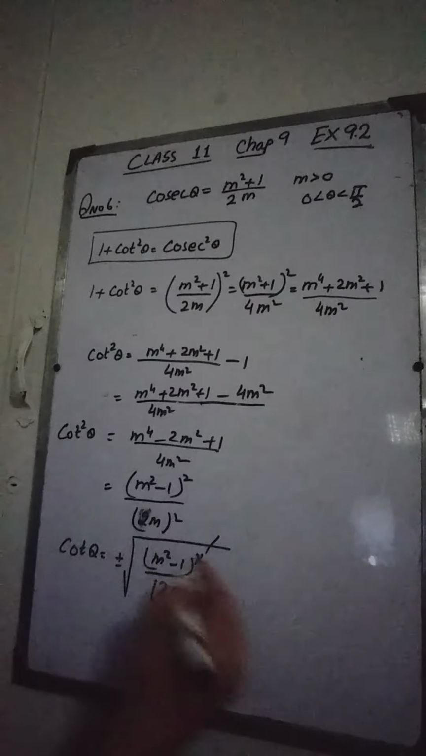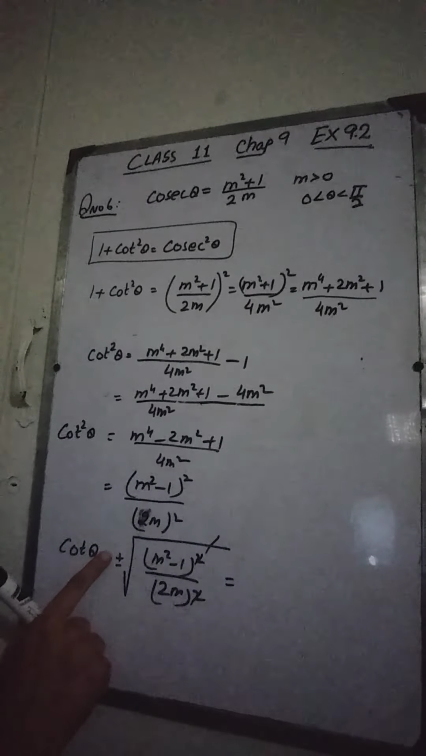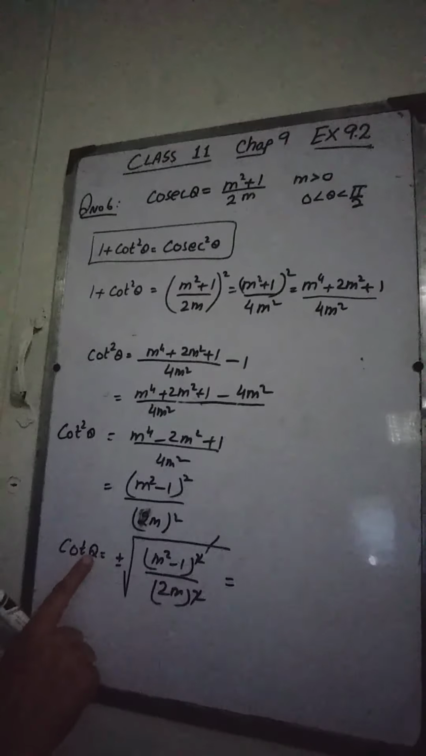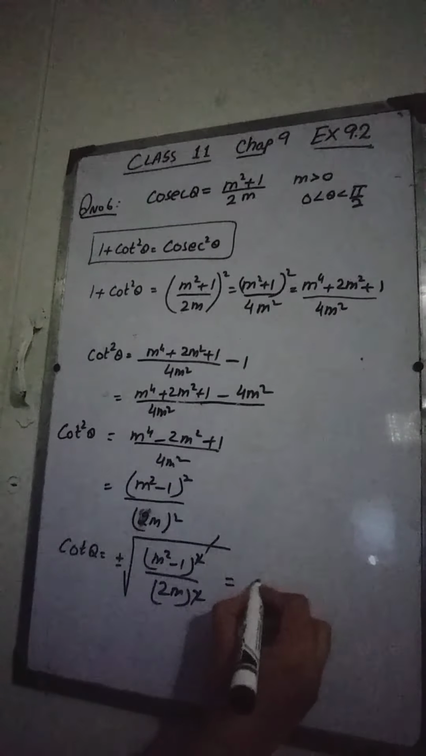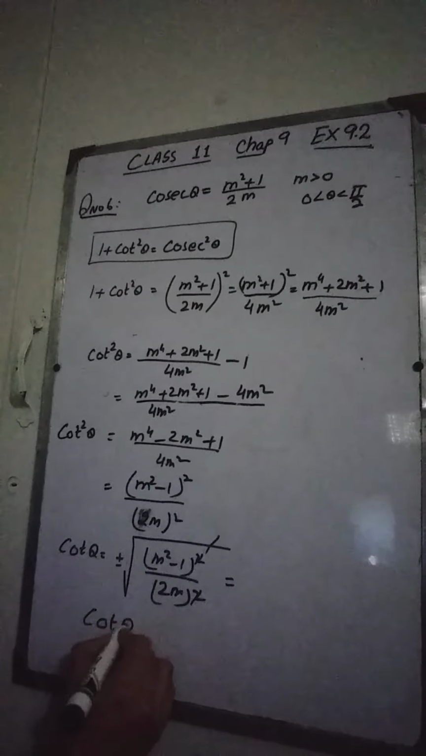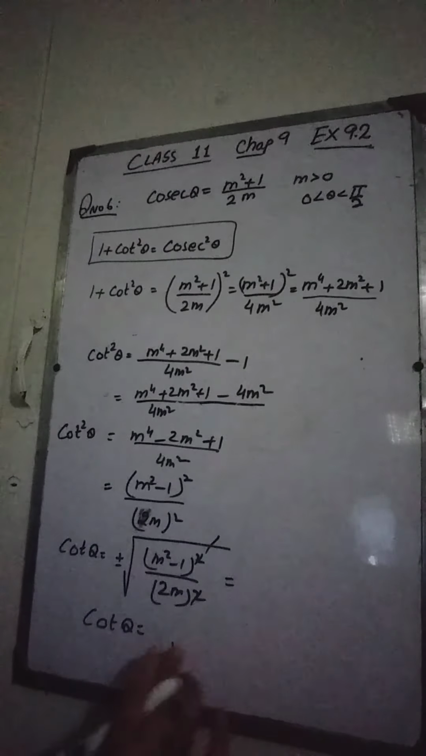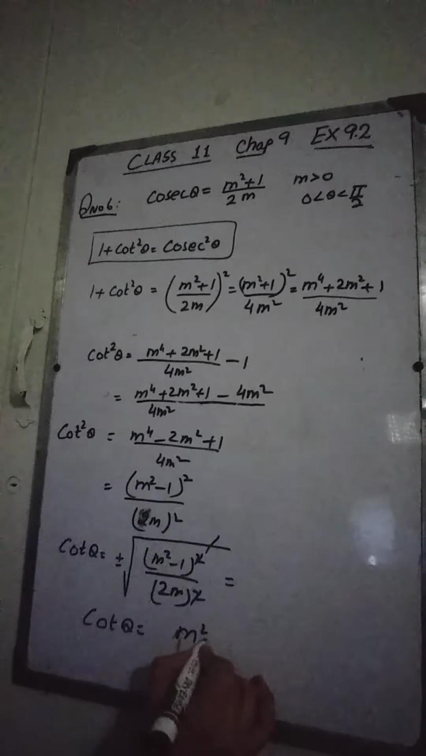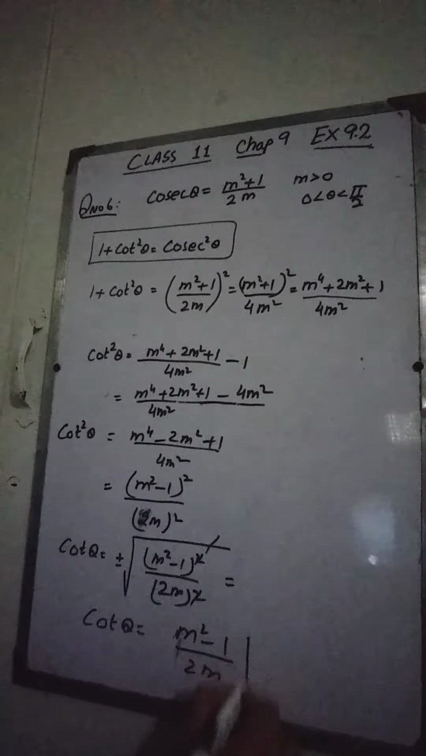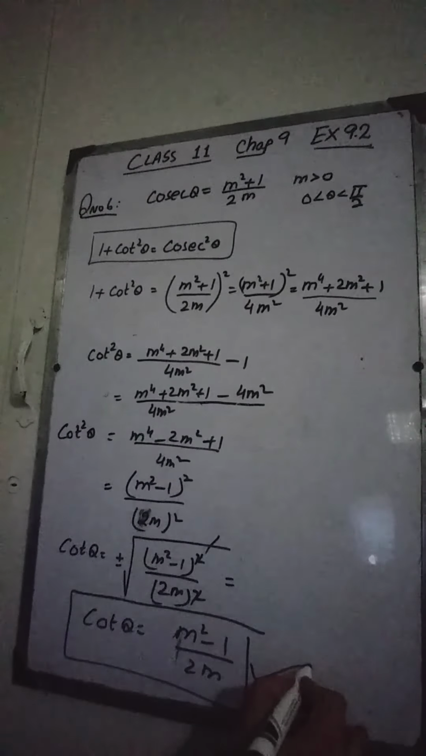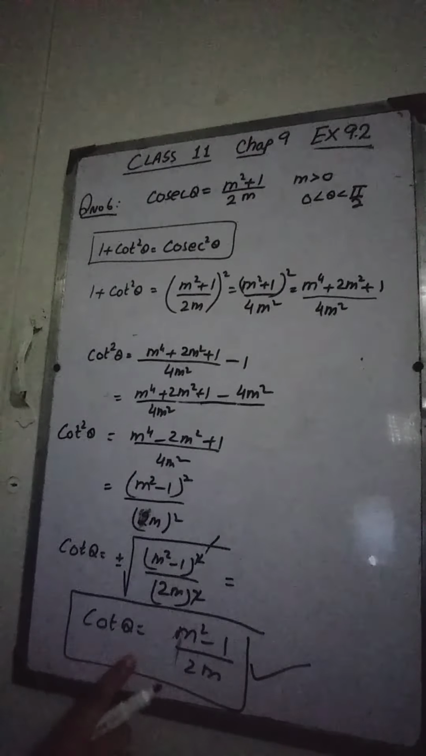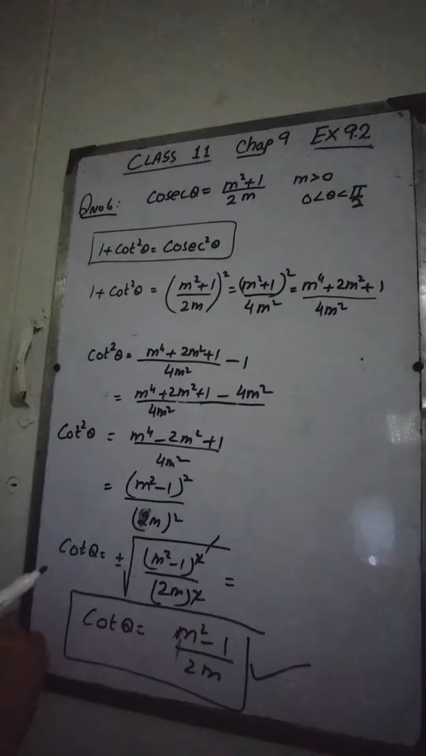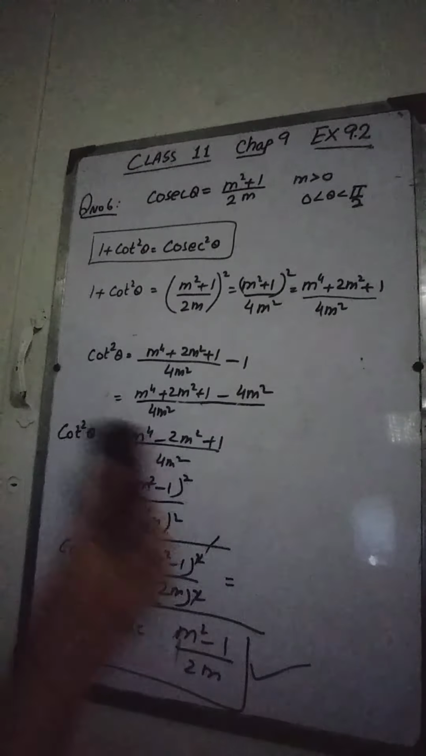The squares will be cut off with the help of this radical sign, and I am going to ignore this negative sign also, because theta is in the first quadrant, and in the first quadrant all the trigonometric ratios are positive, including cot theta. So cot theta will be equal to positive m square minus 1 over 2m. Okay, so I have found cot theta. We were given the cosecant theta. Now with the help of this, I am going to find the remaining trigonometric ratios.